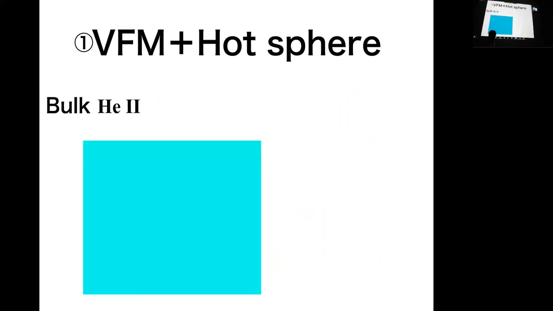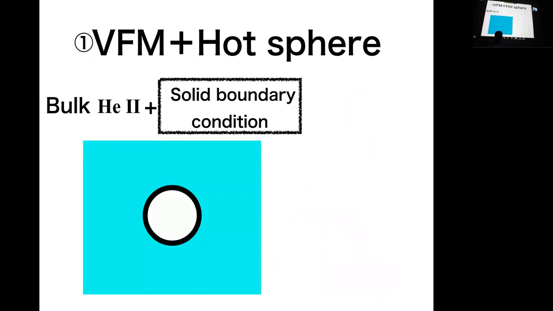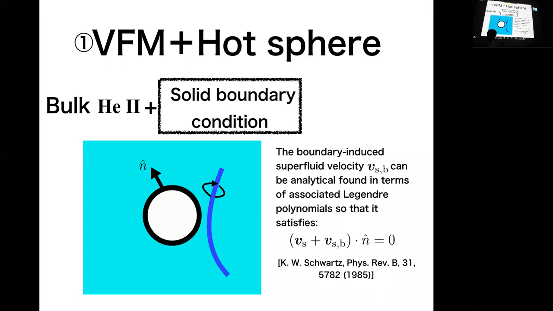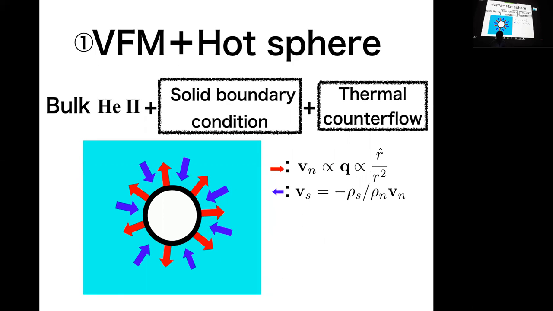First, the situation is simple. There is a bath of helium-2 and a solid boundary condition where the particle is. If the particle is like this, and here's a vortex line filament, because the superflow cannot penetrate the particle, the flow needs to satisfy this boundary condition, which was first discussed in Schwartz's 1985 paper. And on top of that field, there's a thermal counterflow field, which is proportional to the heat flux.